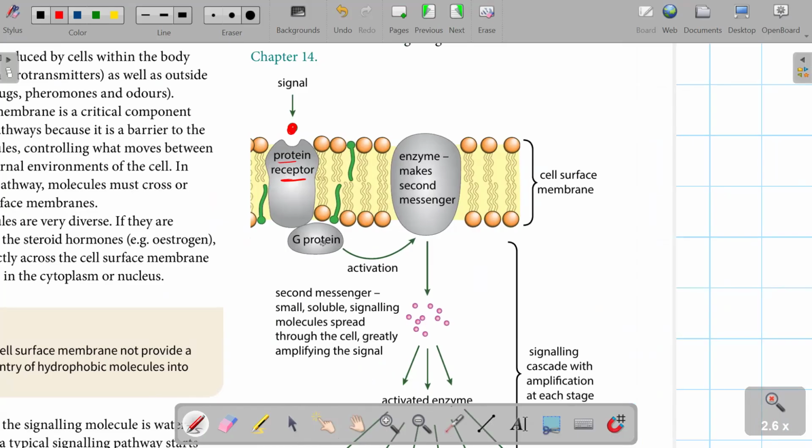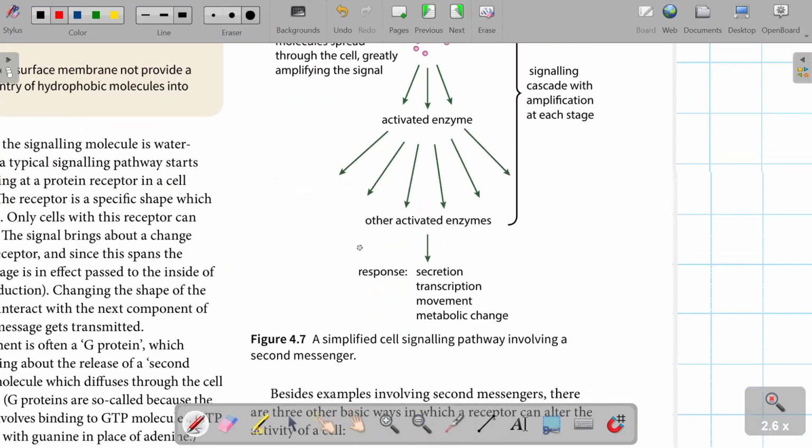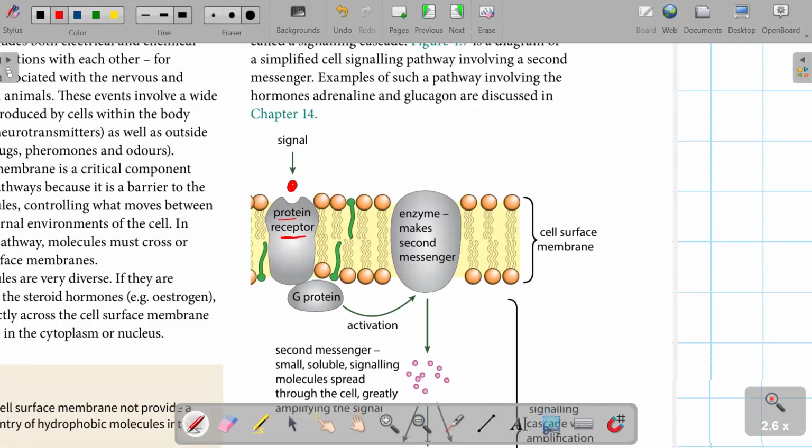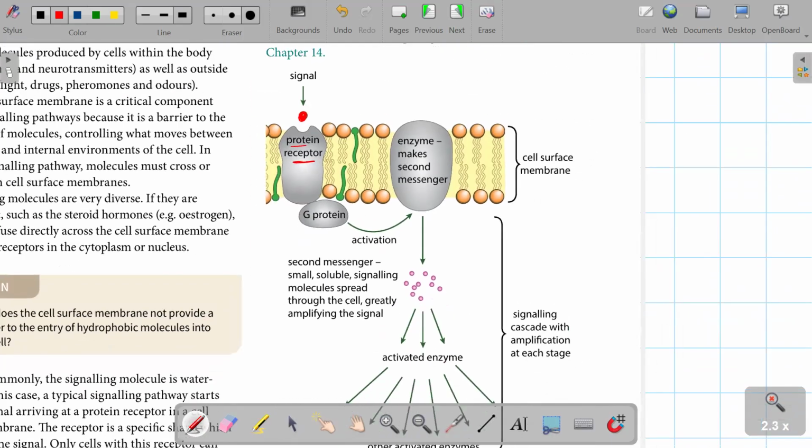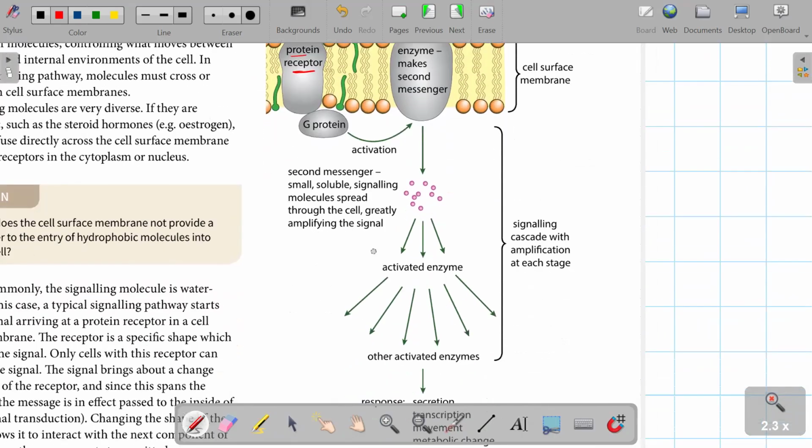Now it will give this signal to the activated second protein. This is a second messenger. The second messenger will convert it into a useful signal. There will be activated enzymes and there will be a response. Basically, when the signal enters, there will be activation of the second messenger protein, and that will amplify the signal.